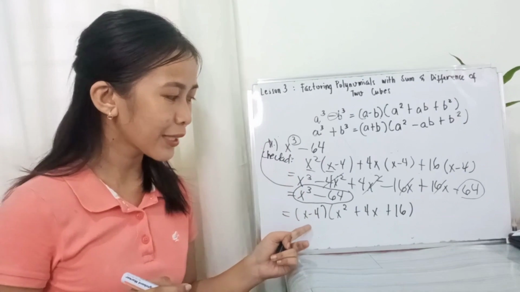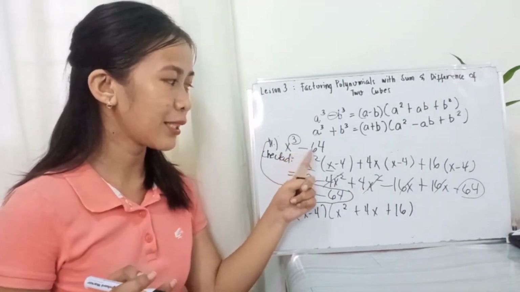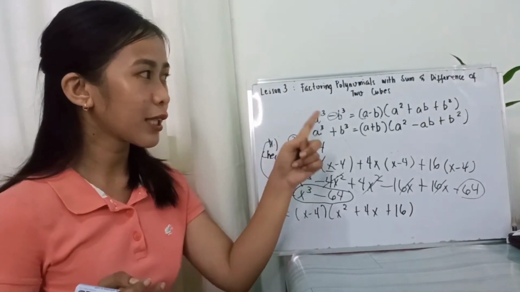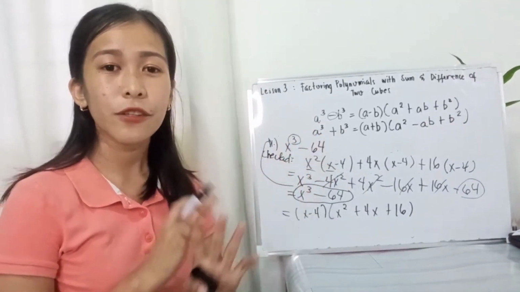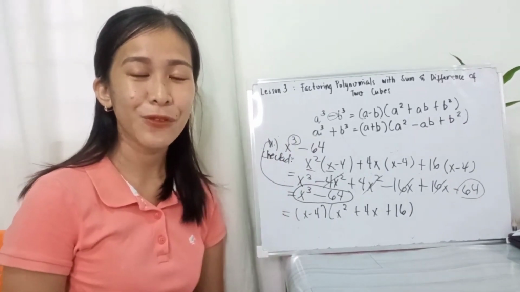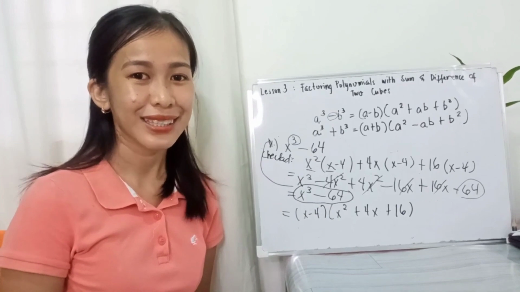Therefore, yung nakuha nating sagot kanina sa pagfa-factor natin ng polynomial na ito or the sum and difference of two cubes, and since ito ay difference of two cubes, is of course tama ang nakuha nating sagot. Okay, so ganun mo lang naman siya i-check.